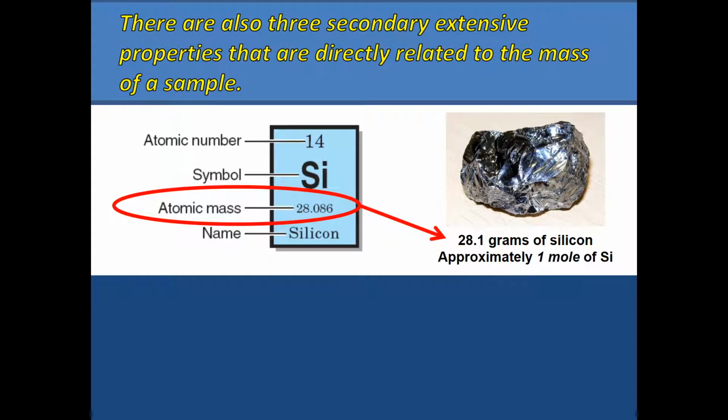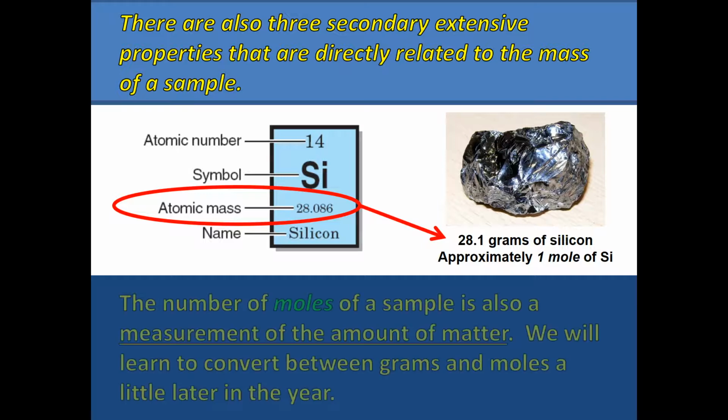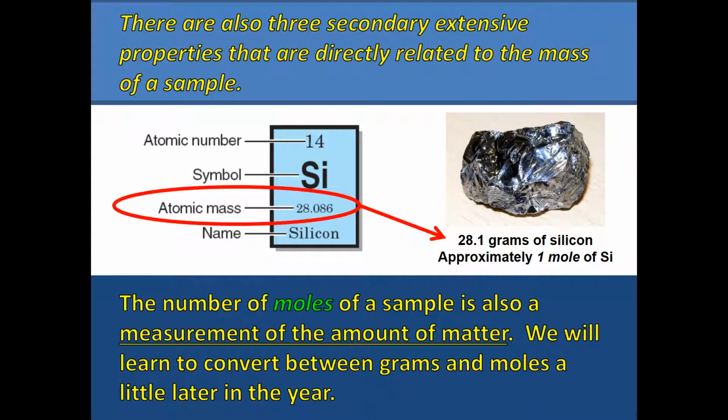There are also 3 secondary extensive properties that are directly related to the mass of the sample. We will learn later on about moles, but the number of moles of a sample is also a measure of the amount of matter. We will learn to convert between grams and moles a little later in the year. We will be using moles quite a lot.